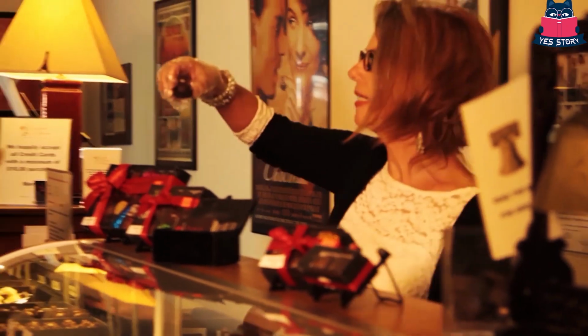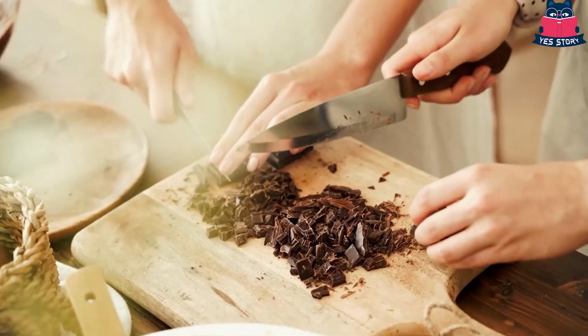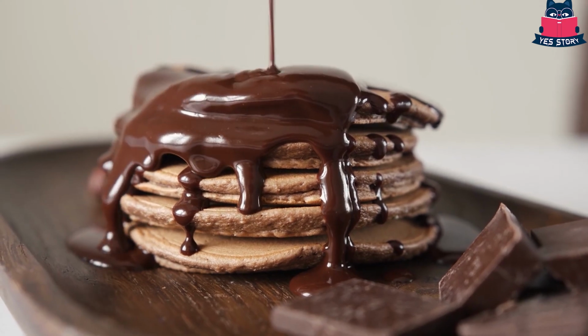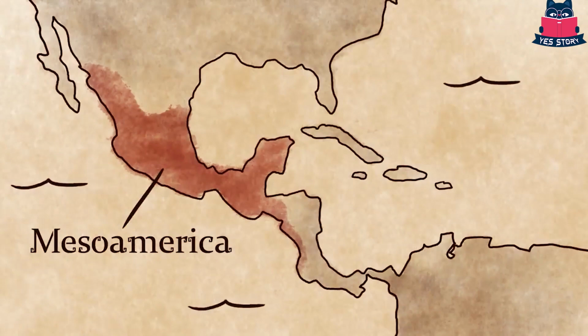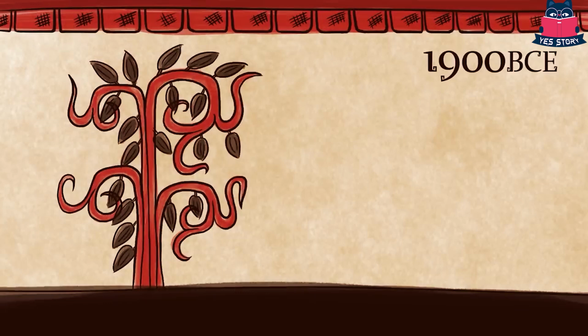You can eat chocolate in many ways like bars, truffles, chocolate-covered snacks, and chocolate ice cream. You can also use it in cooking, baking, and desserts to add chocolate flavor. Chocolate has been around for a long time. It started in Mesoamerica, which is an area in Mexico where they first found cacao plants.